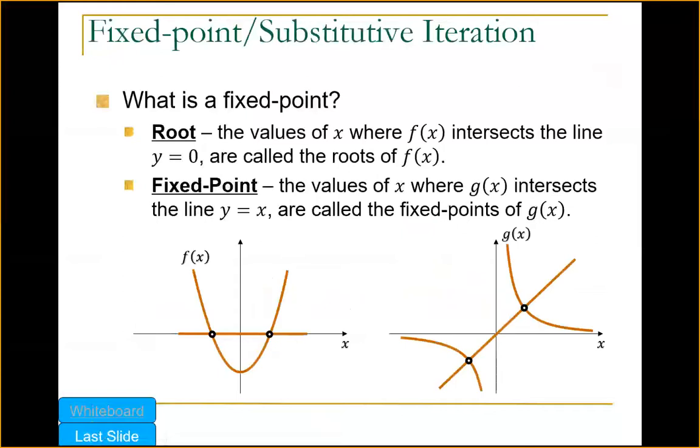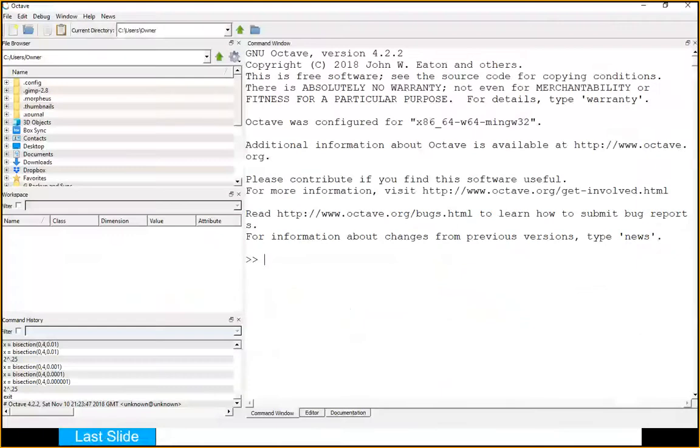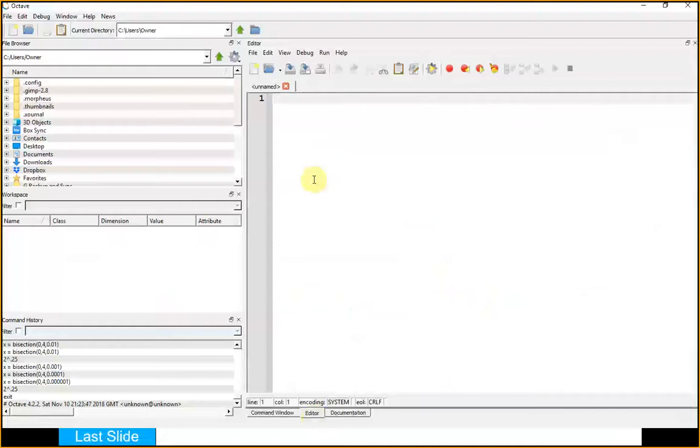Edward really wants me to do the code? Alright, Edward, I will do the code. So let me open Octave. Everybody say Octave.